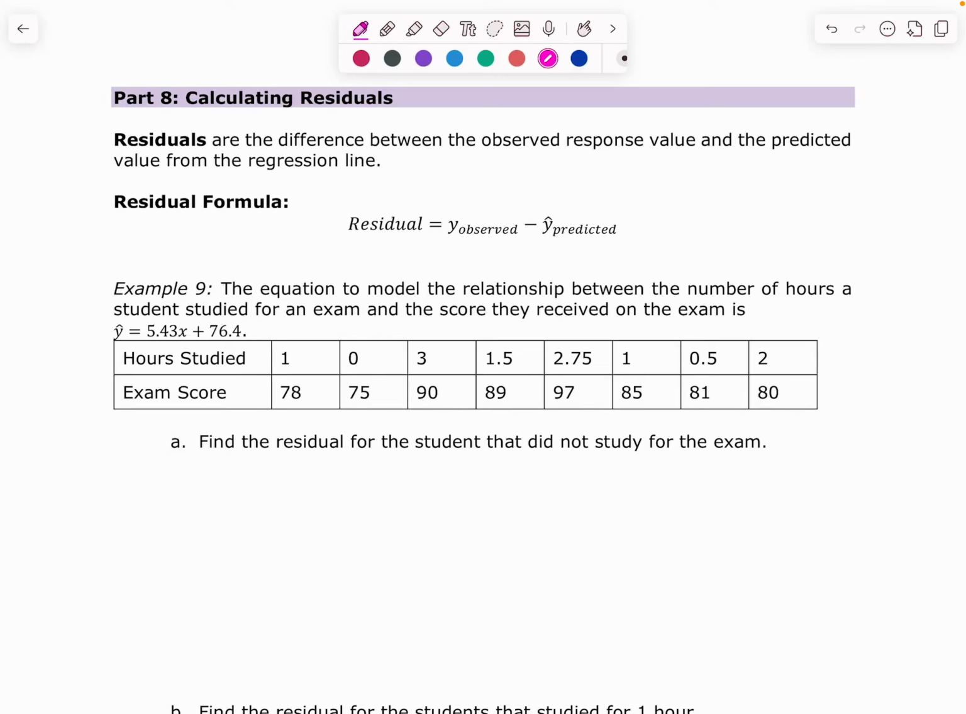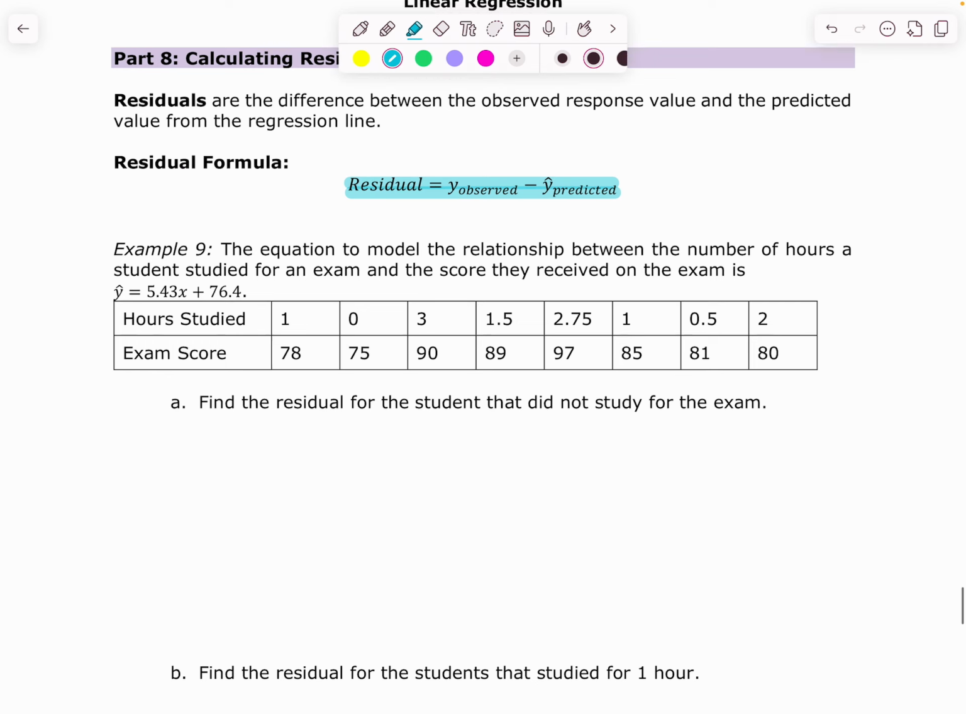Let's look at residuals. Residuals are really cool because they show us the difference between what we actually saw happen in the response variable, the observed value, and what the equation is predicting the value should be, so the predicted value from the regression line. The formula to calculate a residual is we take the y value that we observed and we subtract off the y value that is being predicted from the equation.